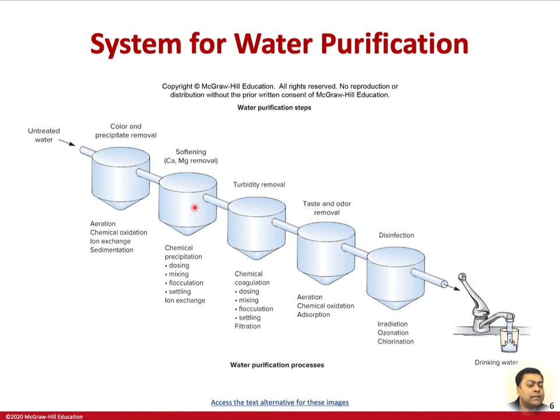From here, the water is then moved into the second container where you have the softening of the water, where we remove the calcium as well as the magnesium. There is a chemical precipitation that happens at this stage, and dosing, mixing, flocculation. And sometimes some material like alum, which is aluminum hydroxide, is added, which is a flocculation agent, and that can precipitate many of these chemicals. So after that, you have the turbidity removal, where the chemical coagulation also helps in the flocculation, settling, and filtration in this process.